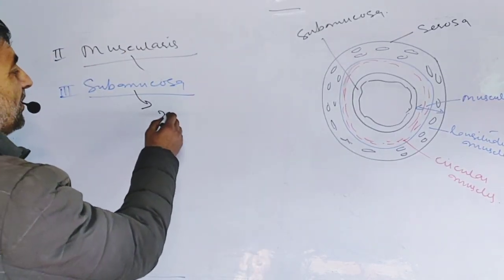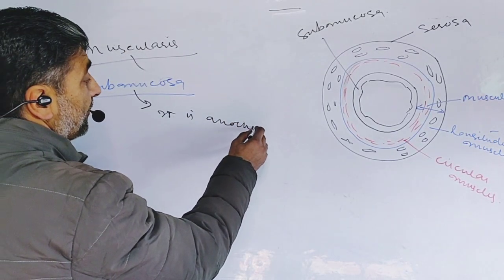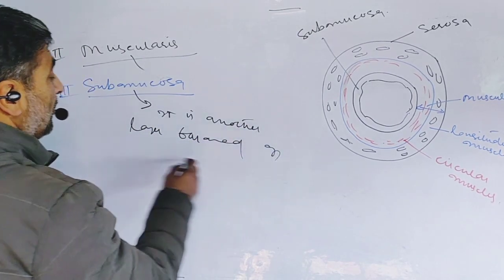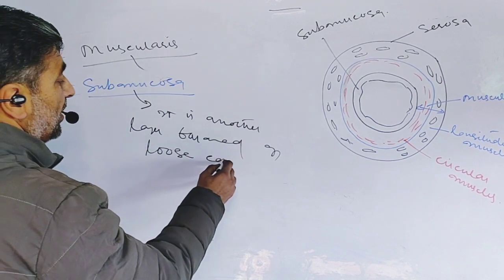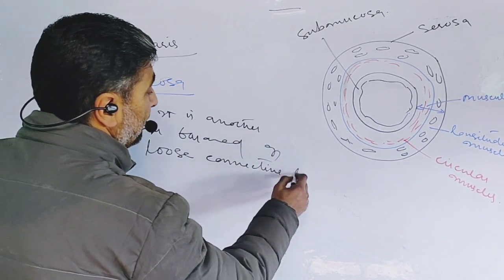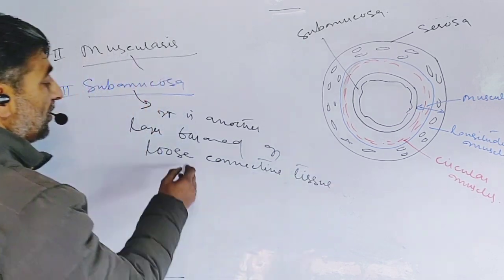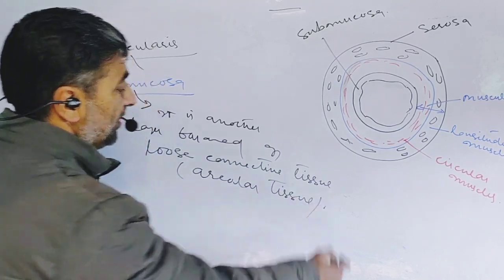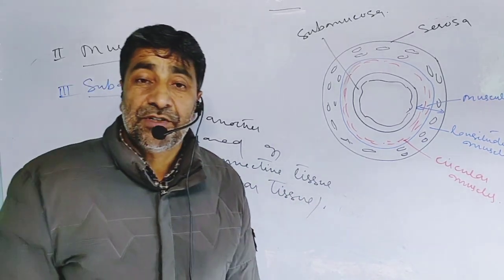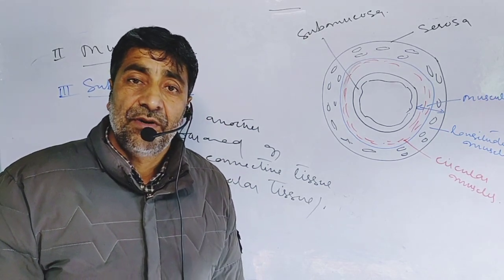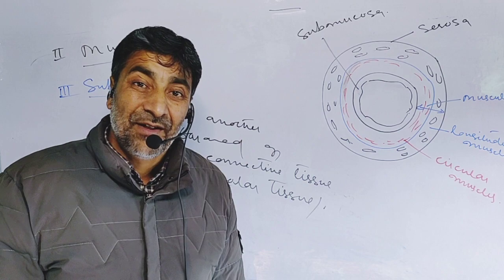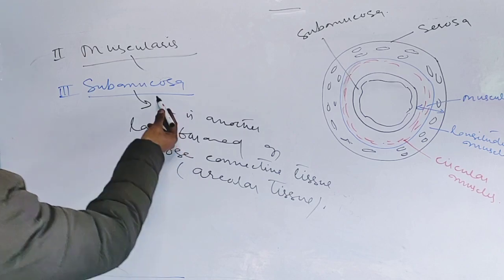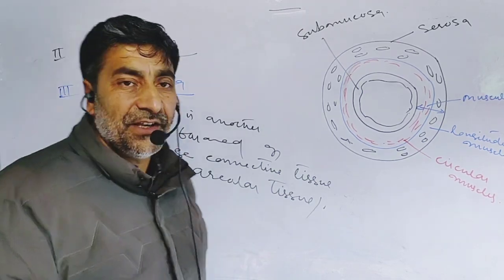Submucosa is formed of loose connective tissue, or we can say areolar tissue. Areolar tissue is loose connective tissue. Here, fibers and cells are loosely arranged. That is why it is called loose connective tissue.